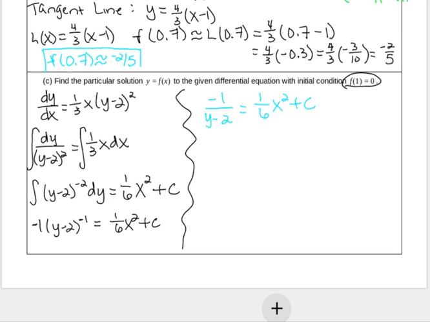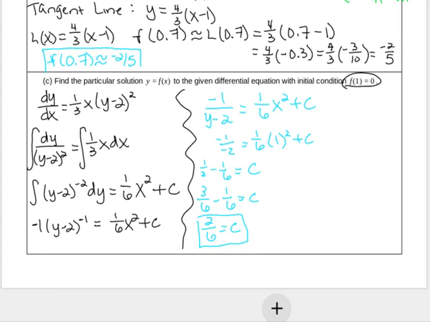Now we can plug in that initial condition. So our y value is 0. So we'd get negative 1 over negative 2 equals 1/6 times our x value, 1 squared, plus C. So we get 1/2 minus 1/6 is equal to C. If we rewrite that with a common denominator, that'd be 3/6 minus 1/6. And so we get 2/6 is our C value.